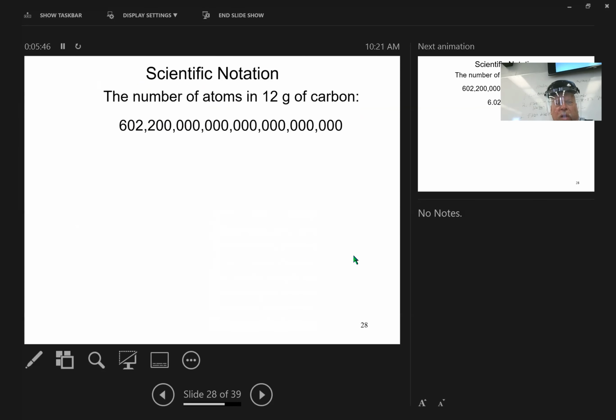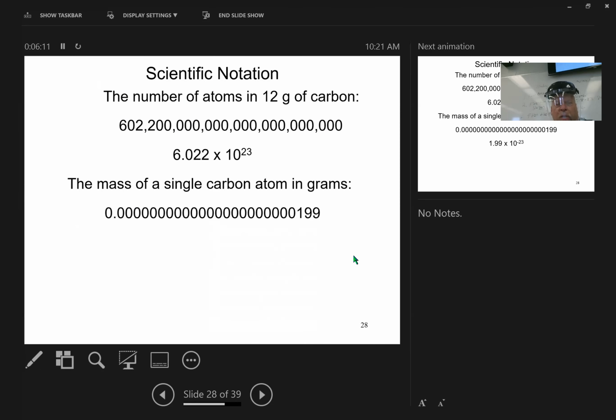But basically, we go to the next part. 12 grams of carbon contains 6.022 times 10 to the 23rd atoms, and that's the definition of the mole. When I was in college, it was 6.023. I don't know why they switched it, but that's how I learned it, 6.023. But in this book, it's 6.022, okay? The mass of a single carbon atom in grams is that. How would you convert that into scientific notation?